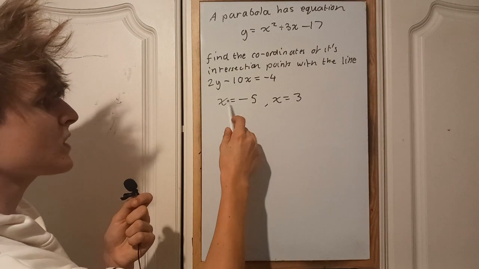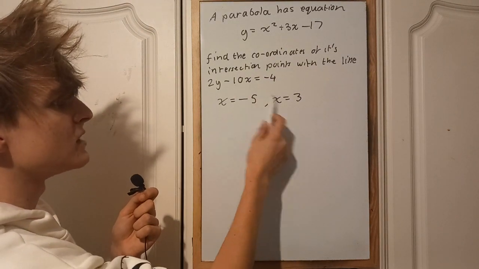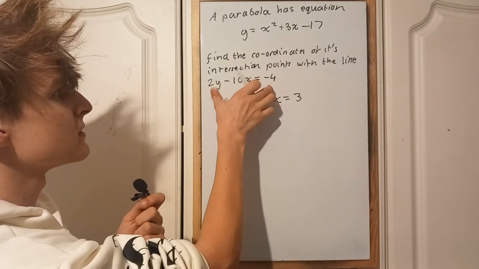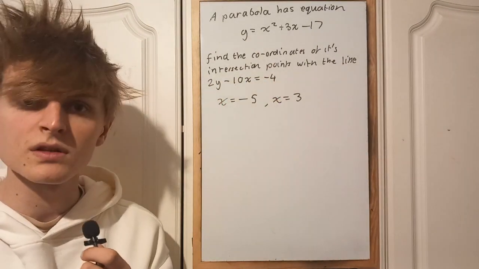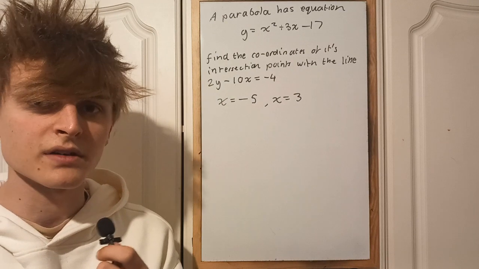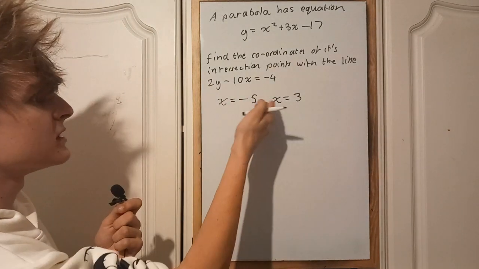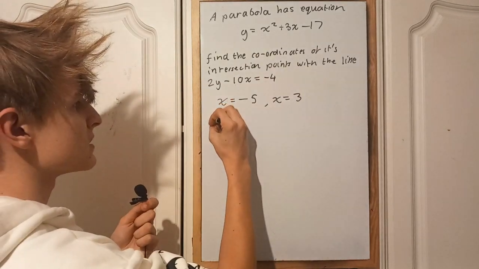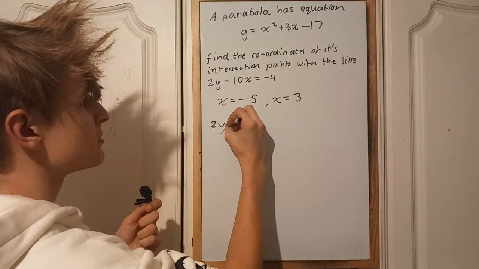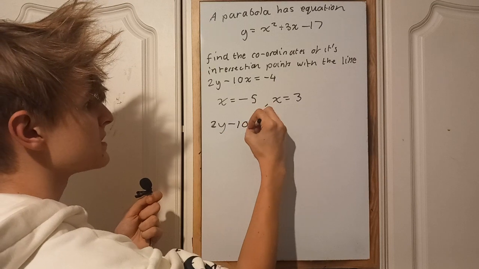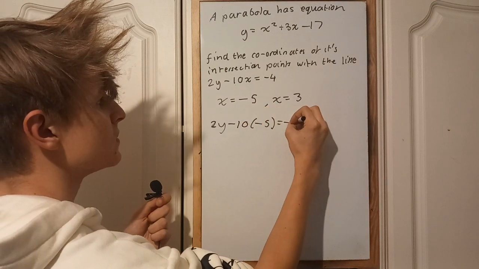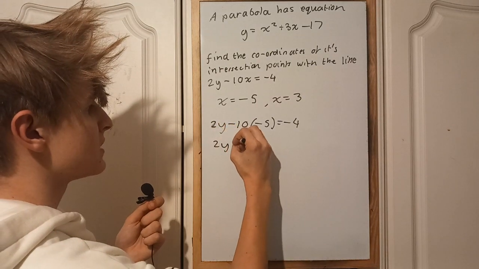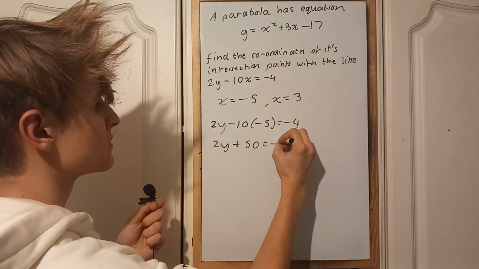Anyway, so we can sub in x equals -5 and x equals 3 to this equation because we know that the points of intersection must lie on this line, meaning that the coordinates of the points of intersection must satisfy the line's equation. So we can sub in the x-coordinates and figure out what the y-coordinate has to be. So in other words, we can say 2y, this whiteboard pen isn't loving me today, minus 10 times -5 equals -4. Okay, fantastic.